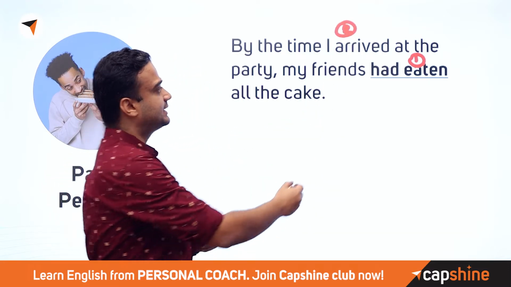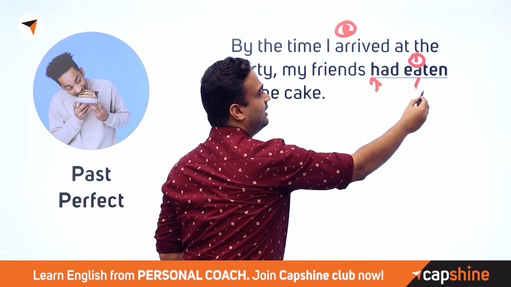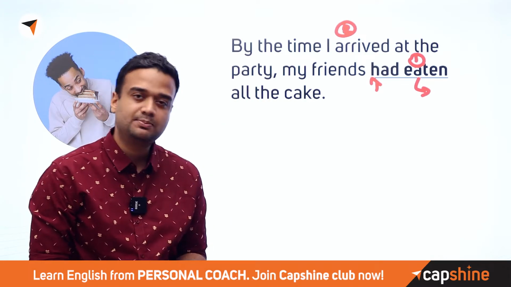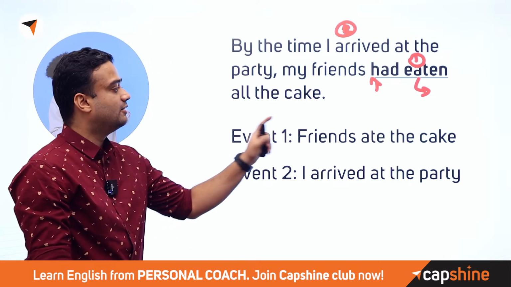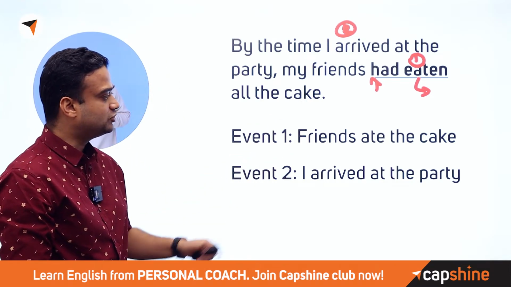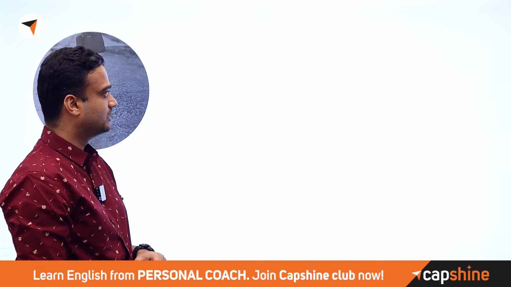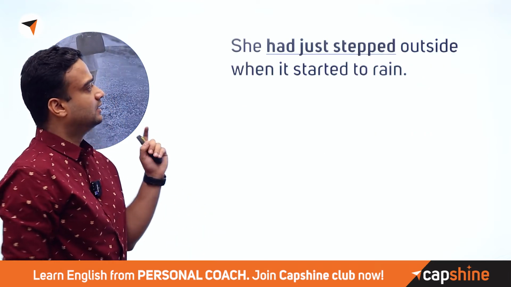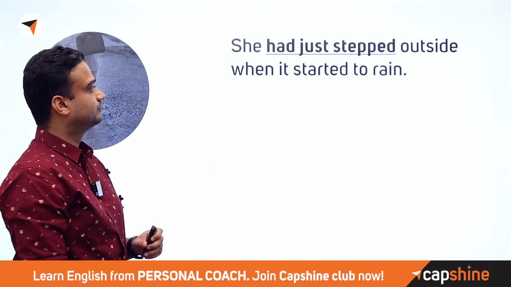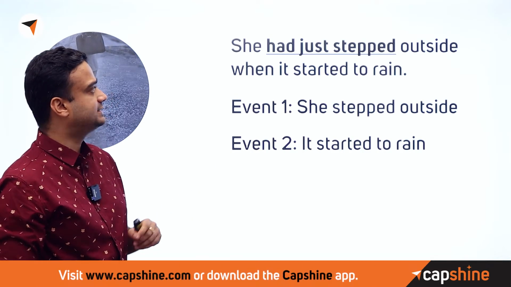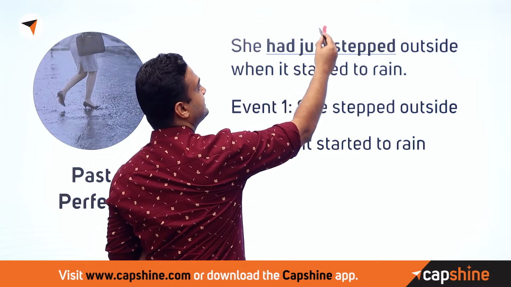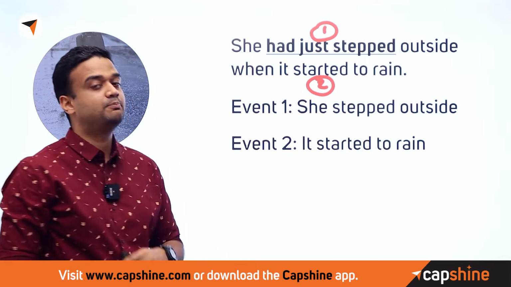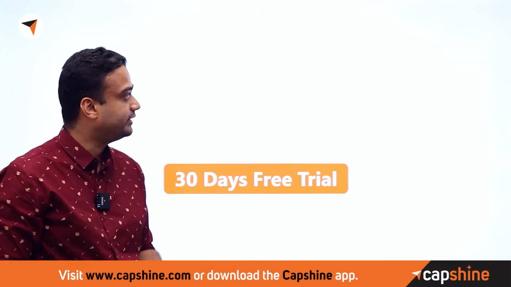Notice how this has "had" plus the third form of "eat," "eaten," right? This is called the past participle form. So, event 1, friends ate the cake. Event 2, I arrived at the party. Similarly, let's look at some more examples. She had just stepped outside when it started to rain. So what you notice here is that she had just stepped outside, then it started to rain. Right? Chronologically, both are in the past, but one happened before the other.